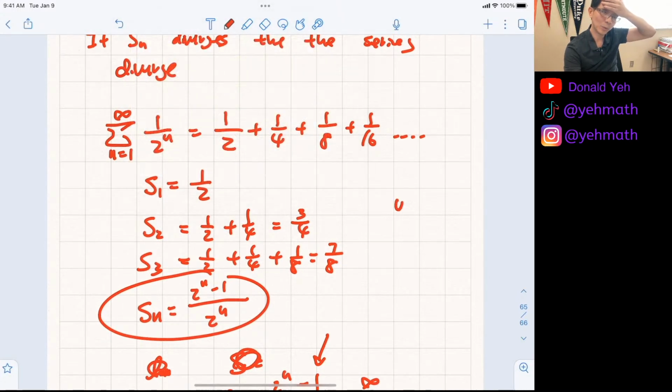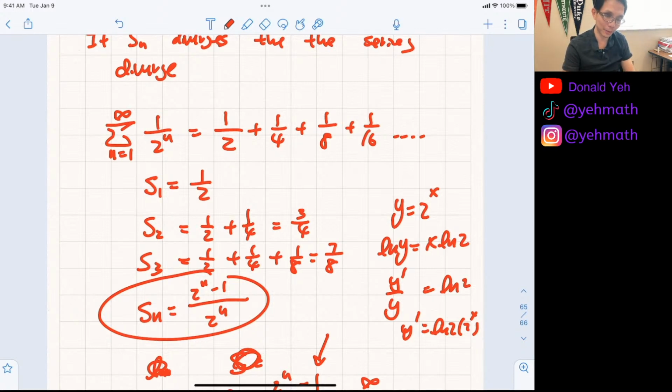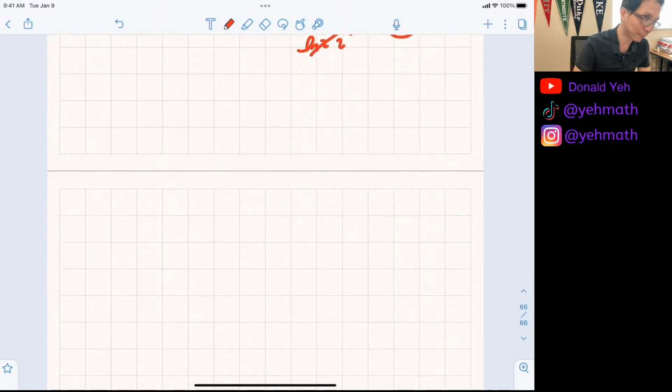It's like the power rule. So y equals 2 to the x. Take ln: ln of y equals x ln of 2. Take a derivative: y prime over y is ln of 2. So y prime is equal to ln of 2 times y, which is 2 to the x. You did that all in your head? Yeah, just do it in your head. That's crazy. If you do it like 1,000 times, you can do it in your head. Okay, all right, got it.